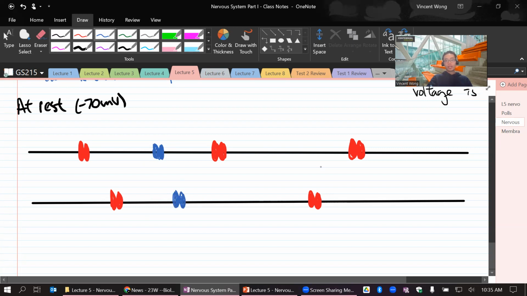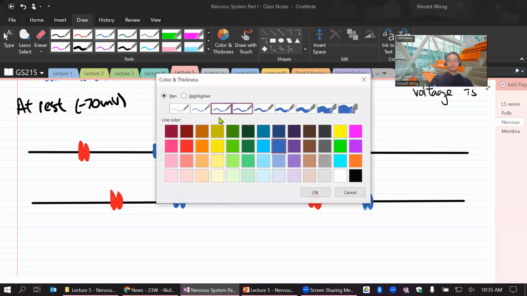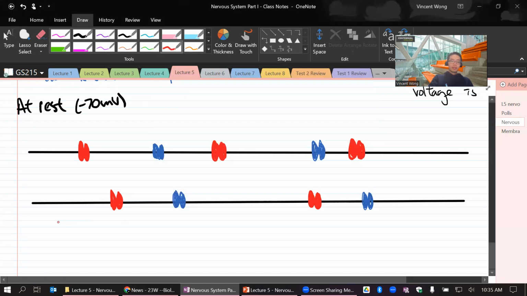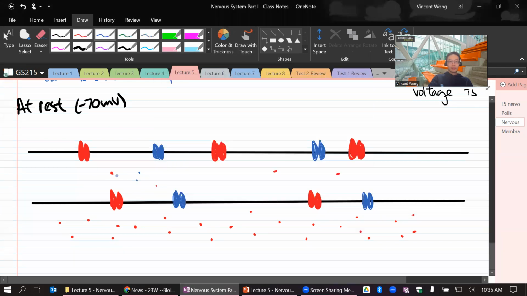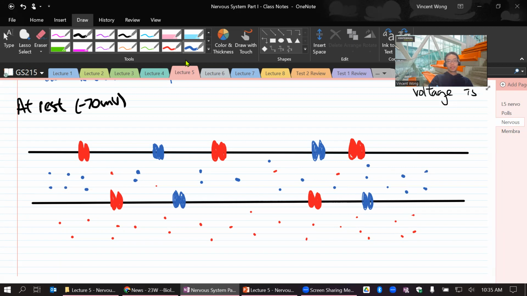You definitely will have to reorganize your notes afterwards, because the way you draw it should be in a way that helps you understand what's going on. Okay, so again, we have all these red dots on the outside, right? We'll have some on the inside. And then it's the opposite for the blue ones. There we go.